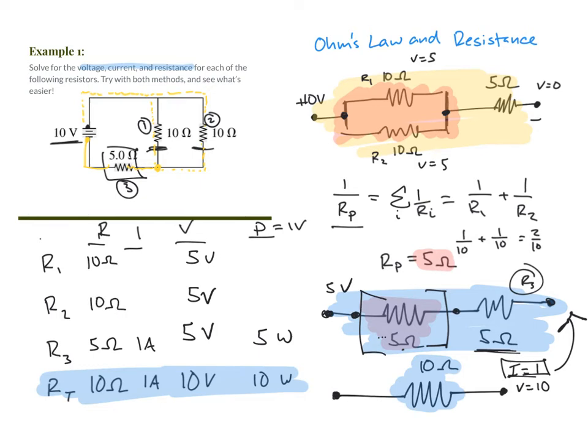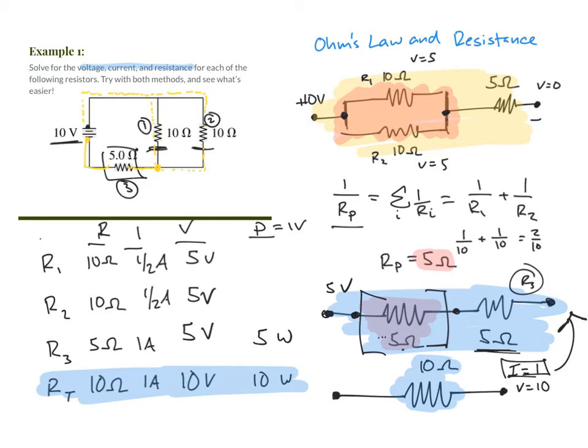You can calculate current from that using Ohm's law. V equals IR, so I equals V divided by R. 5 divided by 10 is 1/2. 5 divided by 10 again is still 1/2. So resistors 1 and 2 have that current split in half between them, which makes sense.